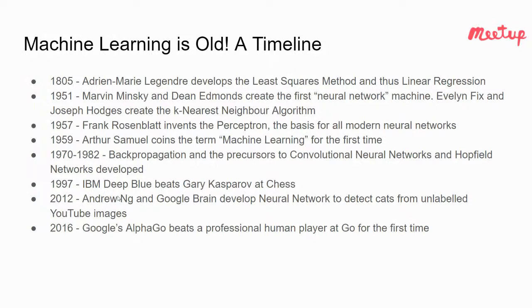And then 1997 is when machine learning algorithms and AI start to really beat humans at their own game. IBM Deep Blue beats Garry Kasparov at chess. Google Brain trains a neural network to detect cats in unlabeled YouTube images. And then AlphaGo beats a human player at Go for the first time. In fact, a human has only ever beaten AlphaGo once in its history of 79 matches. So when it comes to Go, AI completely dominates.